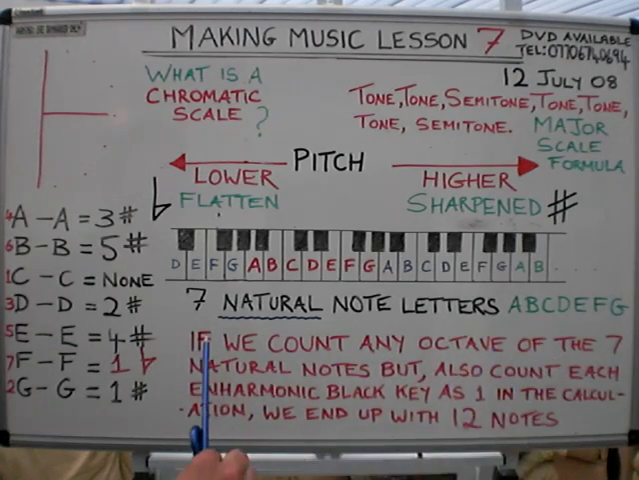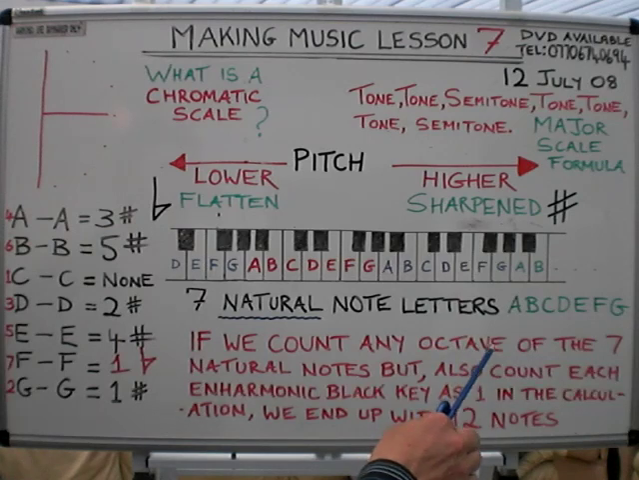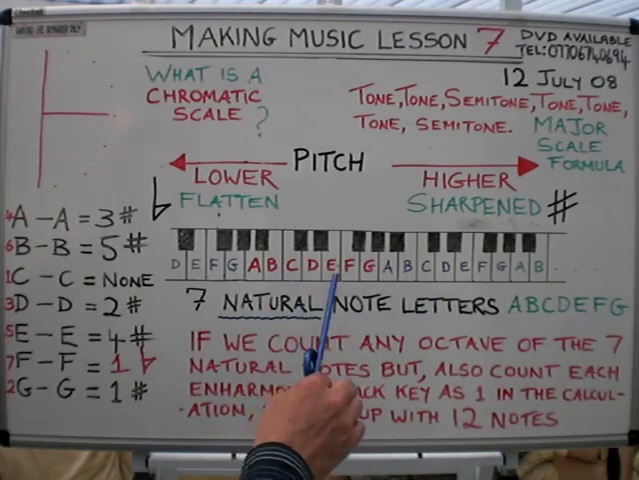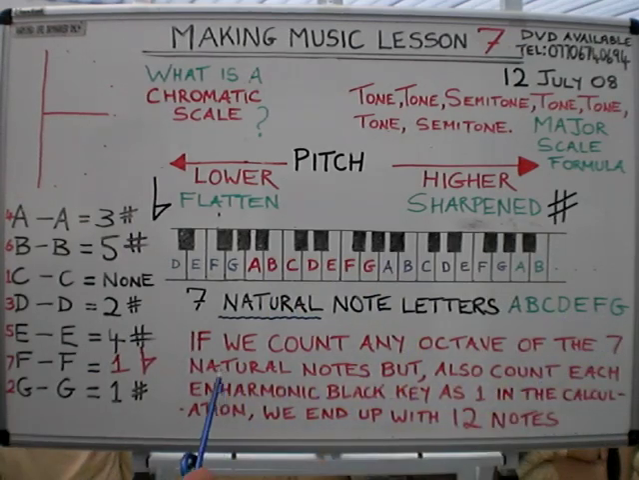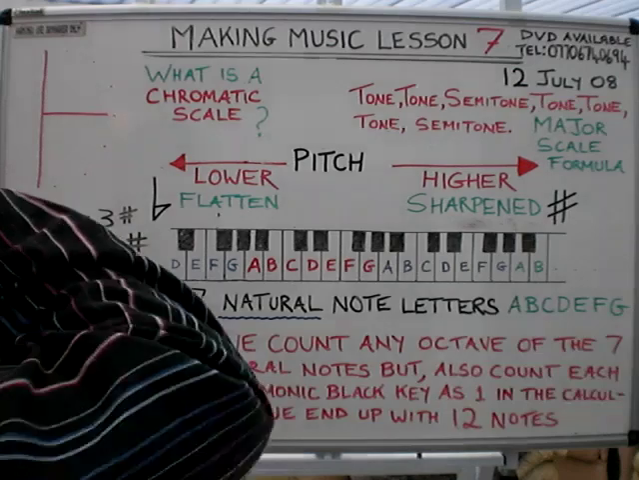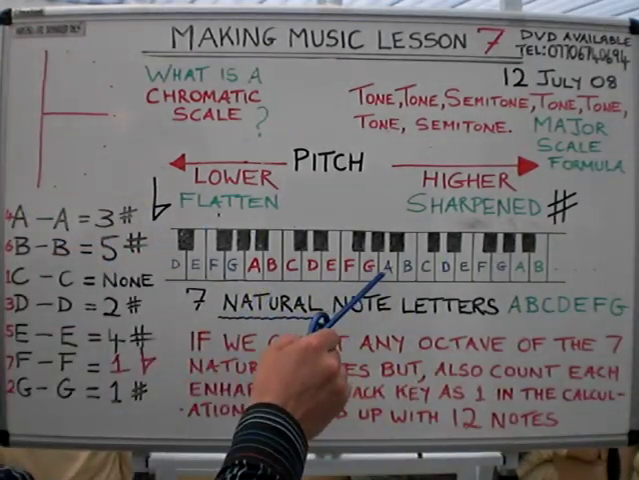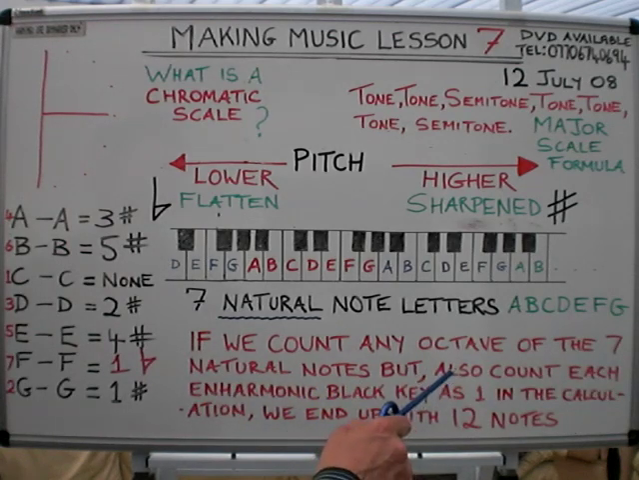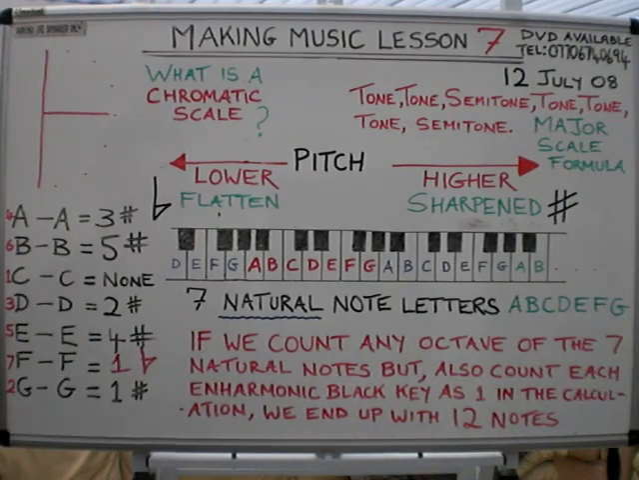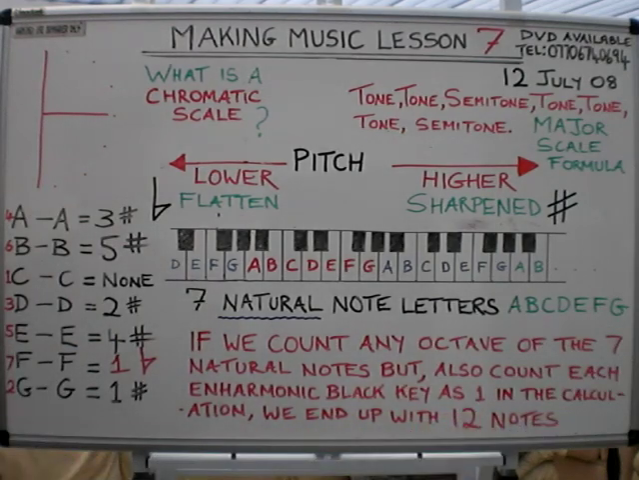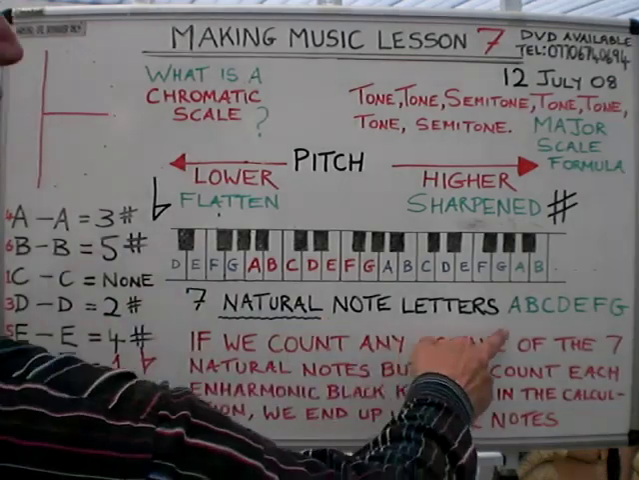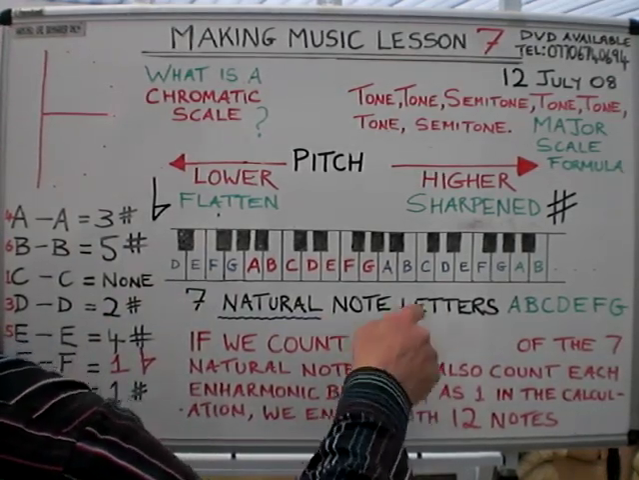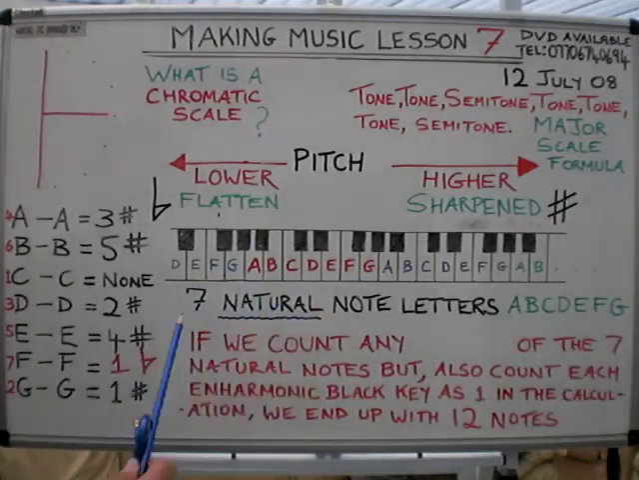So I'll quickly read this to you. If we count any octave, and when I say octave it's this natural A to A or D to D, of the 7 natural notes, I beg your pardon, it's not the octave. The octave is when you include the next A. This is just the 7 natural notes. So if we count any, we'll say octave, of the 7 natural notes, but if we also count each enharmonic black key as 1 in the calculation, we end up with 12 notes. Okay, to stop any confusion, I'm just going to take out the word octave, because we're talking about the 7 natural notes: A, B, C, D, E, F, G.